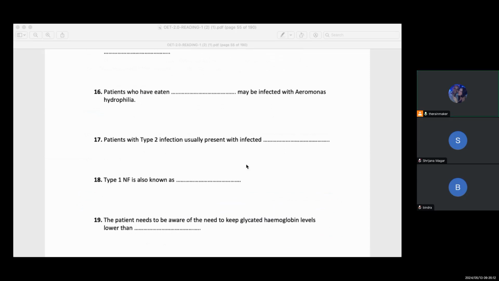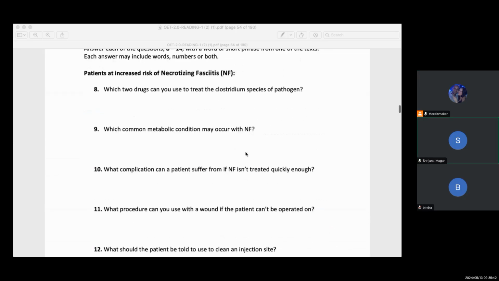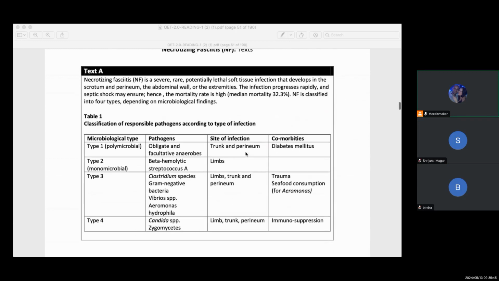Patients with type 2 infection usually present with infected blank. Type 2 or type 1, there are only two text boxes that talk about type 1 and type 2. So in a patient with type 2 infection, which part is infected? Where do you think it is? A. No. Check. Look for the body part for type 2. It is so easy, search for type 2. Limbs. Correct.